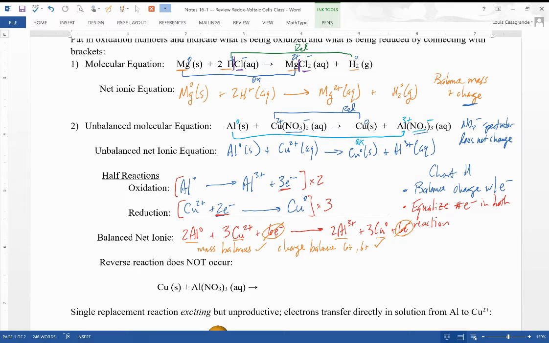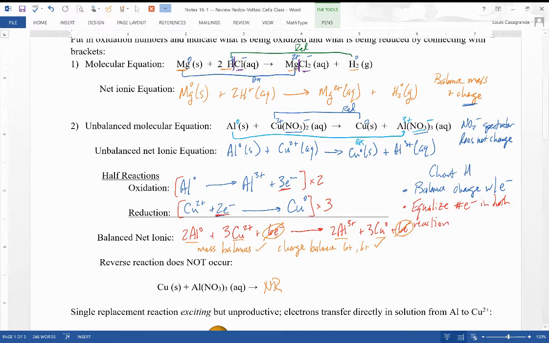If the reverse reaction had taken place, we'd basically have this back and forth going on where the copper metal could now reduce the aluminum. But that reaction does not occur. So the copper metal trying to reduce the aluminum gives us no reaction. And we talked about that last time in terms of where the particular materials are on the electrochemical series on chart H, and we will get more into that right now.